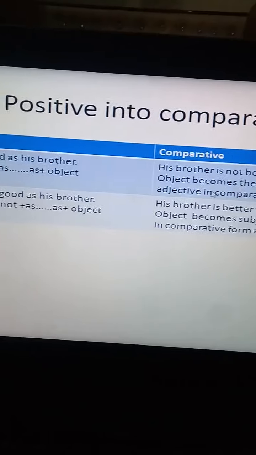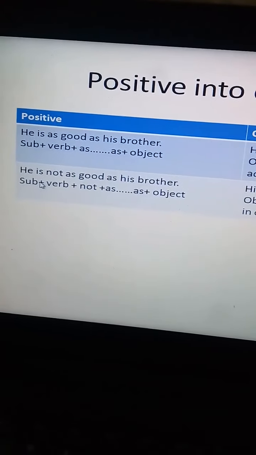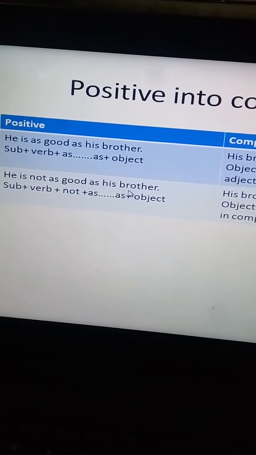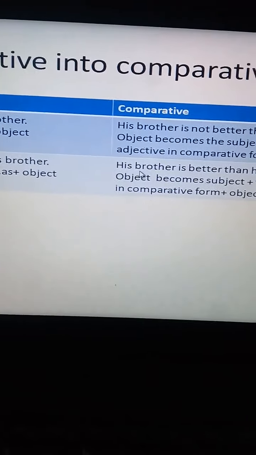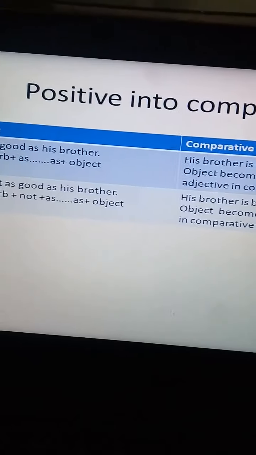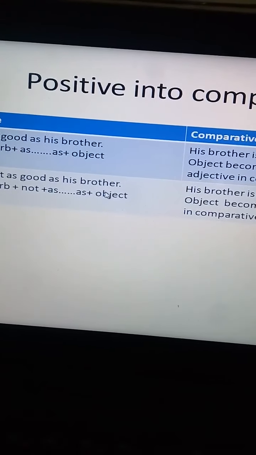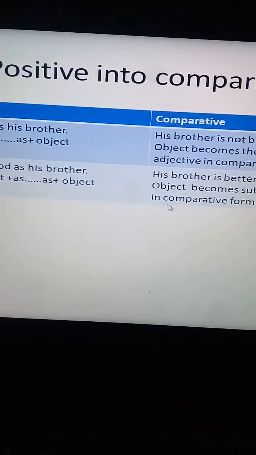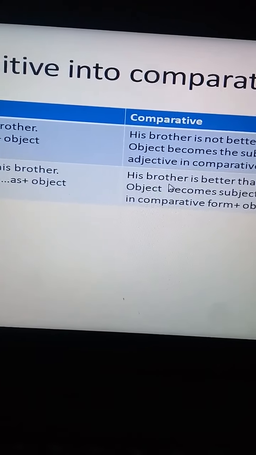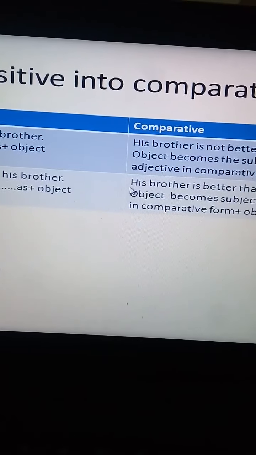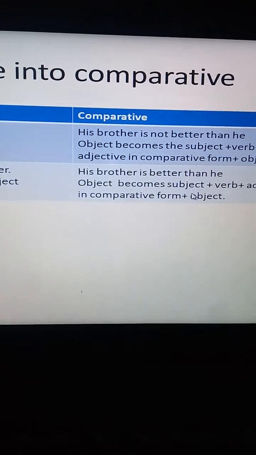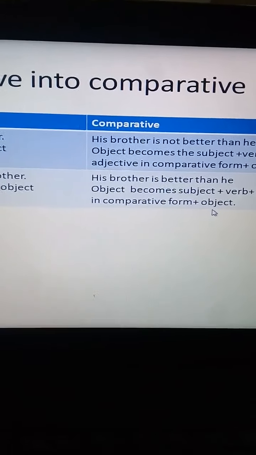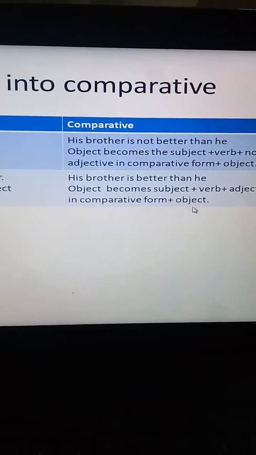and after that the object. Okay, in the next sentence, he is not as good as his brother. He is not as good as his brother, and in comparative form I have written his brother is better than he. Again, his brother is an object here in the positive degree, and in the comparative form I have written his brother as a subject. The object becomes the subject, then verb, adjective in comparative form, and then object. That means the subject becomes the object.